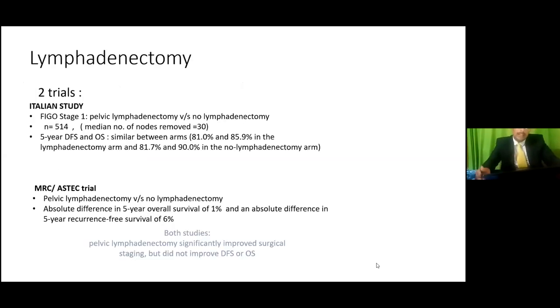And regarding the lymphadenectomy, there were two trials, the Italian trial and the ASTEC trial. In the Italian trial and the ASTEC trial, both studies showed that pelvic lymphadenectomy significantly improved the surgical staging, but it did not improve the disease-free survival or the overall survival.